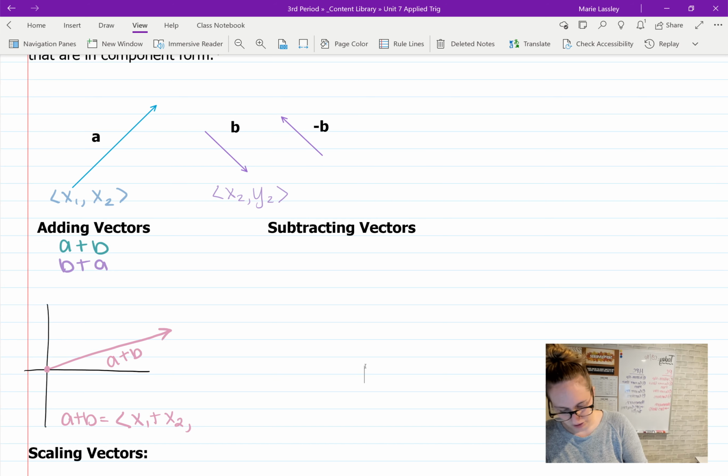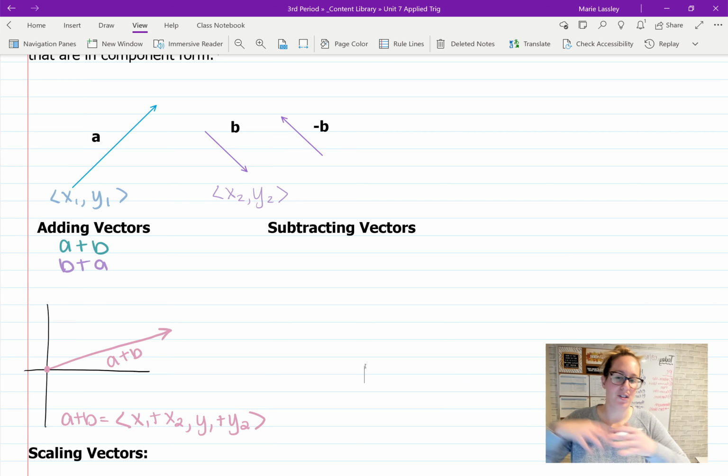why does this one have 2? Did I just write my y really ugly? Who even knows? You just add the x's and then you add the y's. So this would be y1 plus y2. So sorry. That's what you do. So you just add your x's, add your y's. That's the addition of the two vectors.